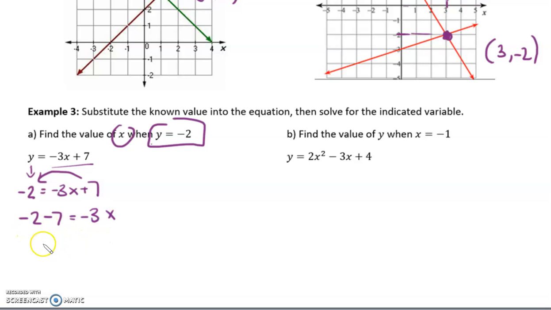Okay, so -2 minus 7 is -9. And this one I just rewrite 3 times. Okay, so I'm just bringing that down. And now I can divide both sides by -3, and I get x equals 3.